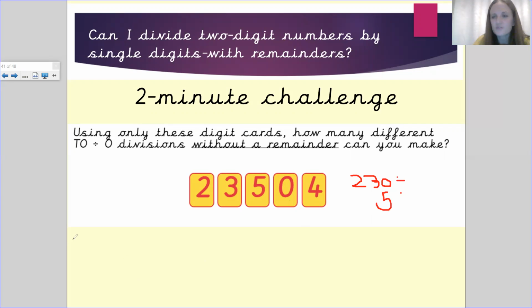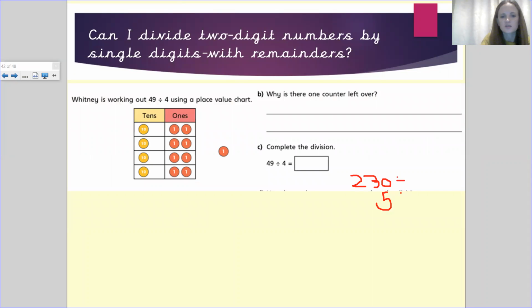So pause the video now, set yourself a 2-minute timer, and see how many different division questions you can create that do not leave a remainder by using these digit cards in front of you. Off you go. Right, once we have completed that, we are going to move on to what we are doing today.